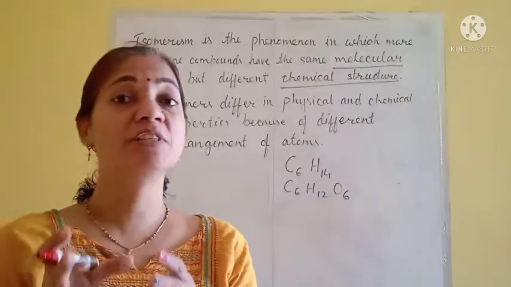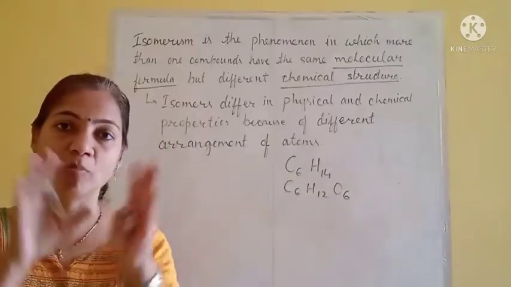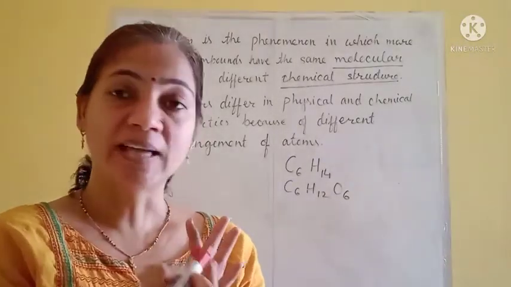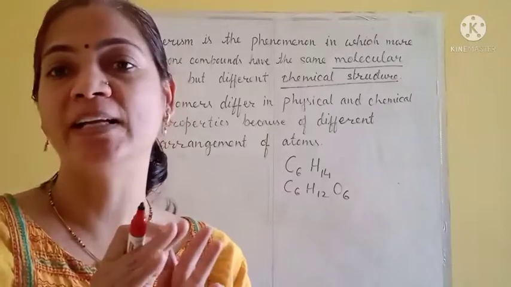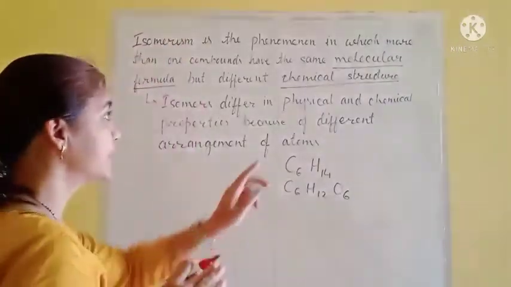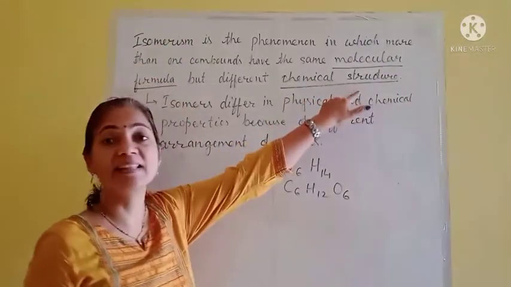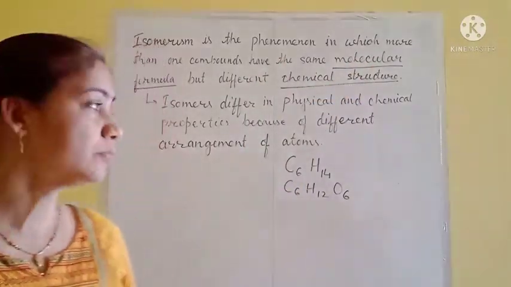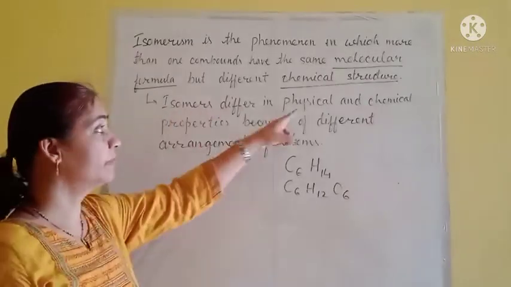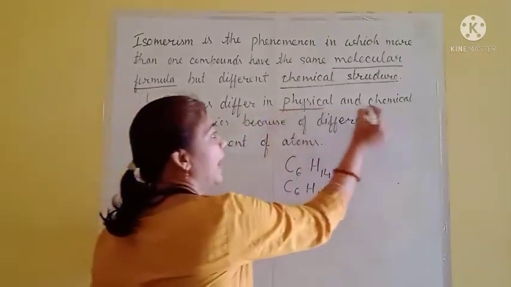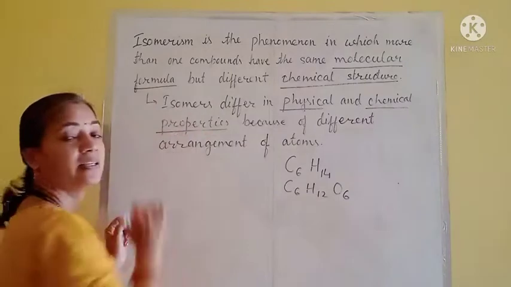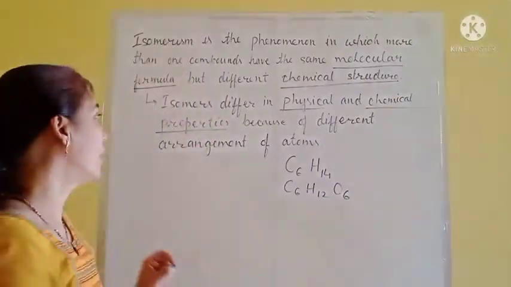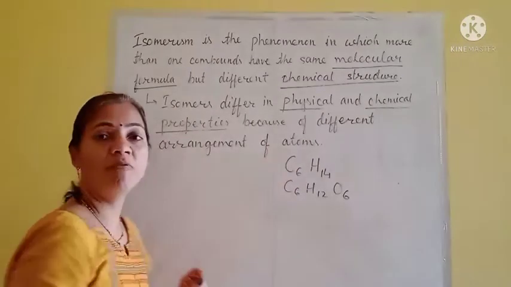So the compounds which have same molecular formula, their molecular formula will be same. What does it mean? Same type of atoms and the number of atoms is also same. But what is different then? The difference is there in their structure. So those are known as isomers. Now, isomers differ in both chemical and physical properties. Their chemical and physical properties are different. Why is it so? It is so because of the different arrangement of atoms.